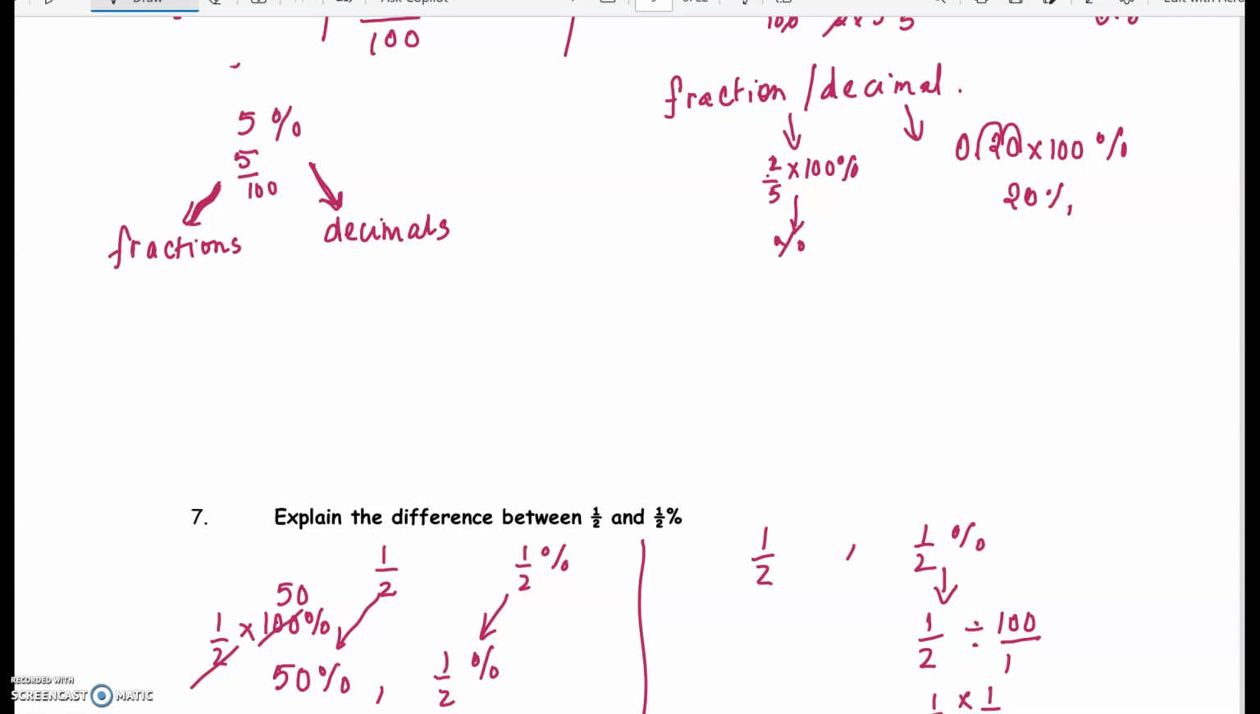So this is 6.1 and this is 6.2. Just remember these techniques. Changing a percent to a fraction or a decimal: get rid of the percent. Percent is the same as divide by 100. If I want to change a fraction or a decimal, and remember we don't start with a percent, we start with a fraction or a decimal, to change it to a percent, we have to multiply by 100% and simplify.